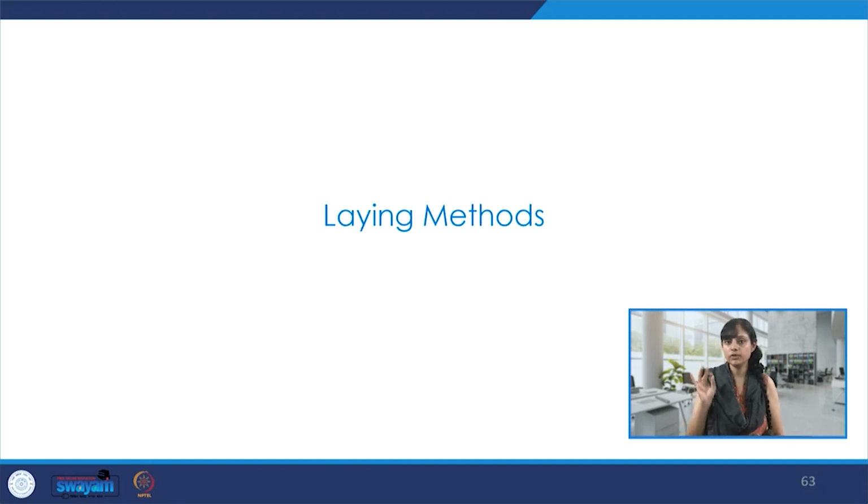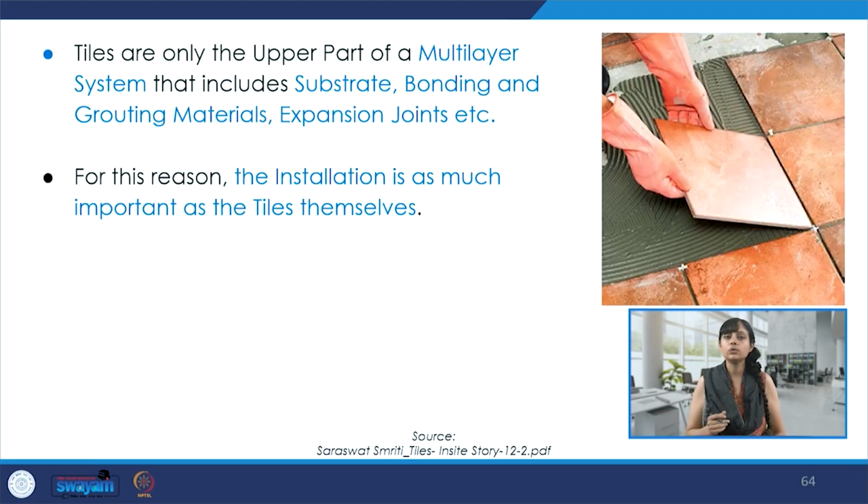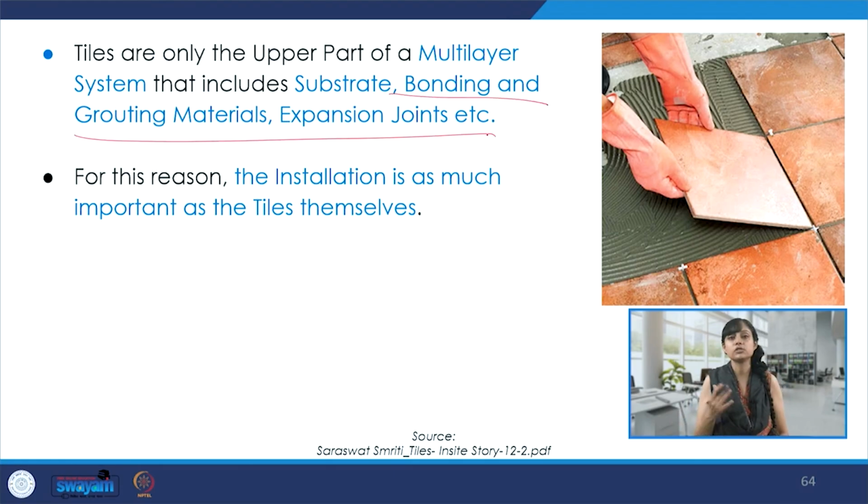Now typically when we talk about tiles, tiling, what are the laying methods that are a part of this important process? Tiles are only the upper part of a multi-layer system that includes a substrate, bonding and grouting material, expansion joints, etc. So it's like a system in place. For this reason, the installation is as important as the tiles themselves. So the laying methods are very, very important, and the technicalities need to be really understood well. So, there are these chromatic choices and the installation plans for a floor or wall.